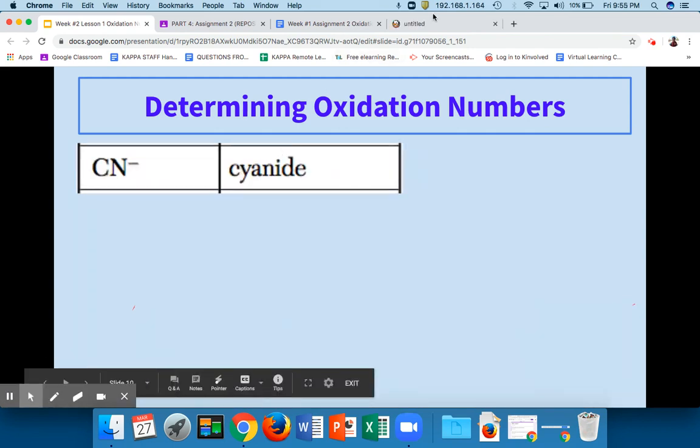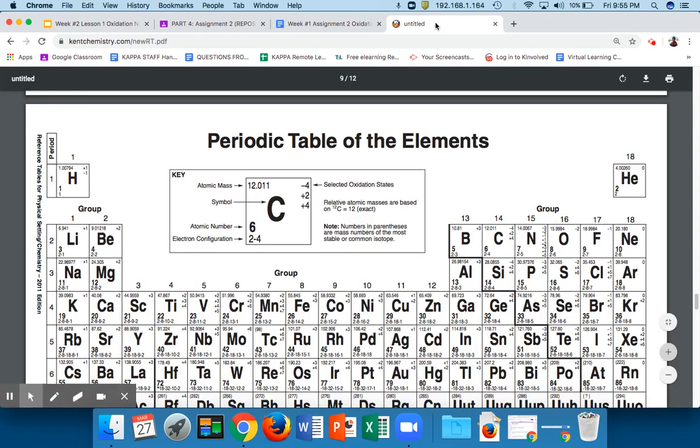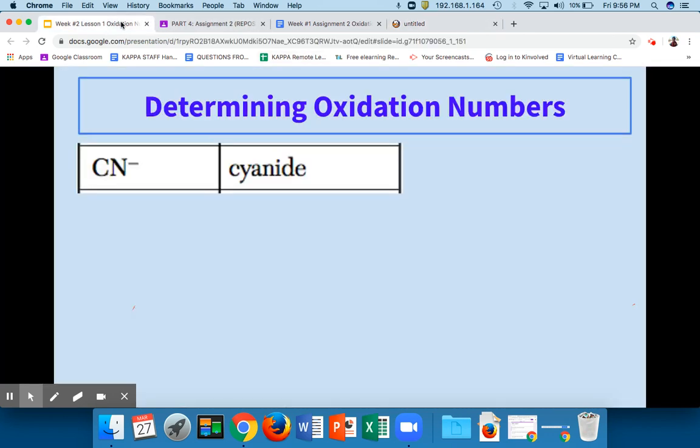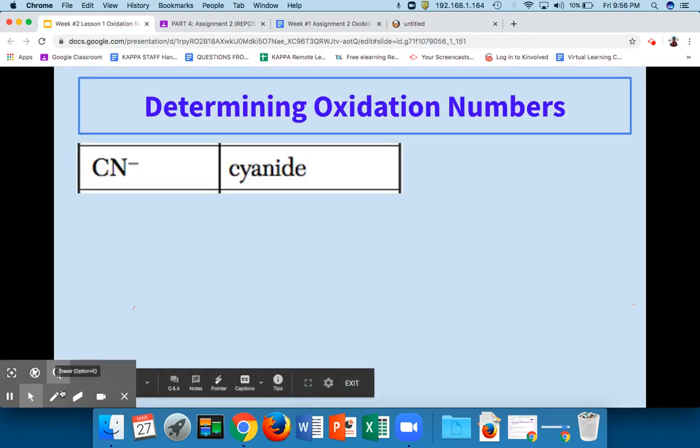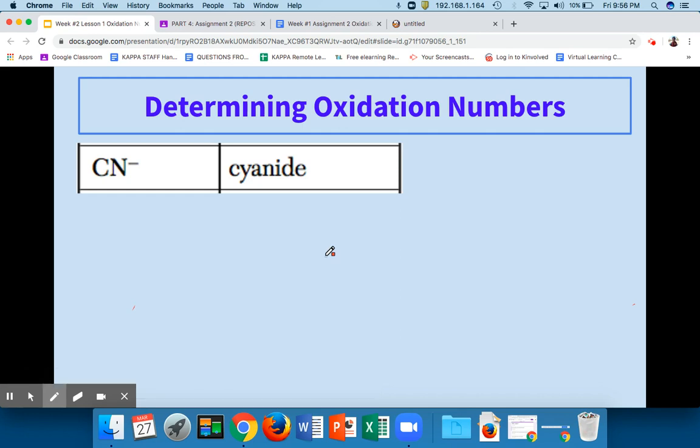I actually wanted to point out on your reference table that your selected oxidation states are shown in the top right-hand corner. Okay, so now you know what those top right corner numbers represent. Those are the oxidation states, also called oxidation numbers. Okay, let's do another example. Cyanide. Cyanide is a very toxic substance.